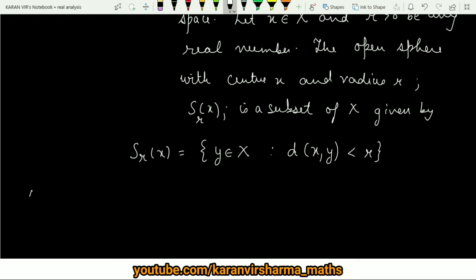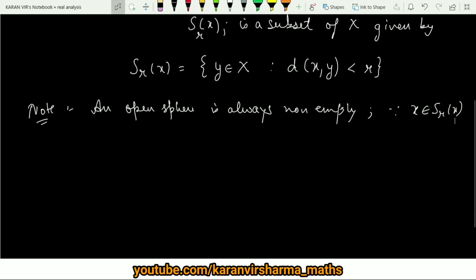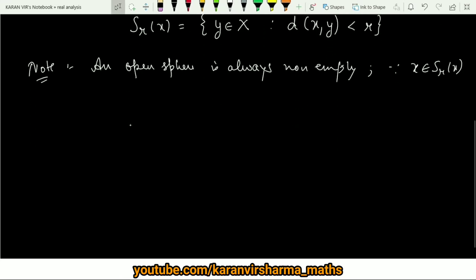Now an important note here is that an open sphere is always non-empty. Why does this hold? Because at least it contains the center, correct? Because x always belongs to S_r(x). Now let us consider a few examples and try to understand this concept more clearly.